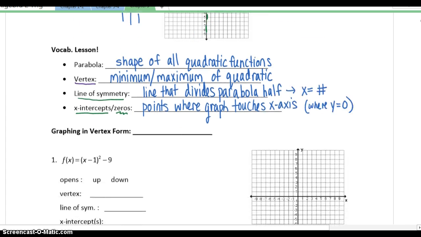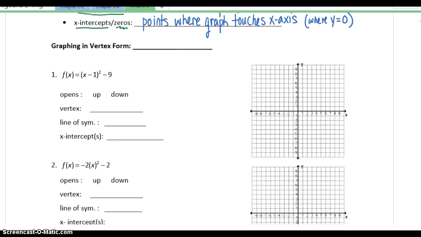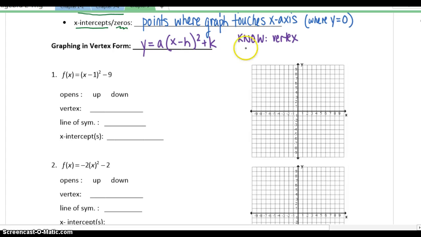Let's get started graphing then. Vertex form is y equals a times (x minus h) squared plus k. The reason it's called vertex form is because it's really easy to find the vertex when we're in this form. We'll just look at it and we'll know what the vertex is. But we need more than the vertex in order to graph. We also need our x-intercepts, and in this case we won't know those right off the bat, so we're going to use our calculator to get our x-intercepts. Let's see what this would look like.